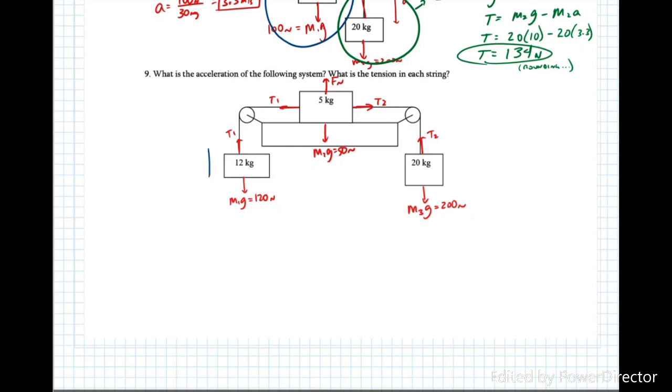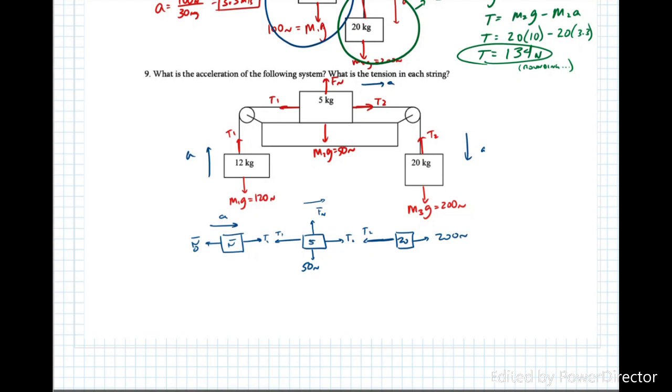I'm going to go ahead and draw in the direction of acceleration. Since the 20 kilogram object is bigger, it accelerates up, over, and down. So we're going to line everything up, kind of redraw the direction. So 120 newtons now pulls to the left. We don't really have to change anything for the 5 kilogram mass. And then the 200 newtons pulls to the right. And we've got the direction for acceleration on everything.